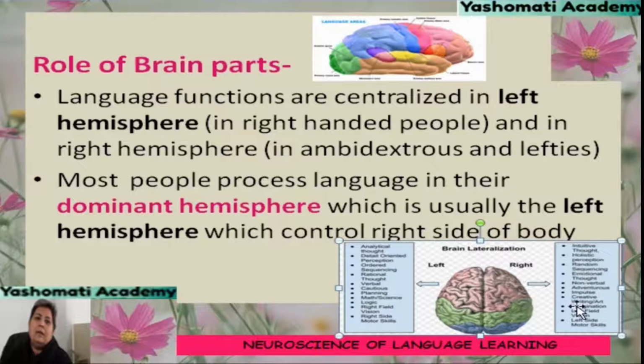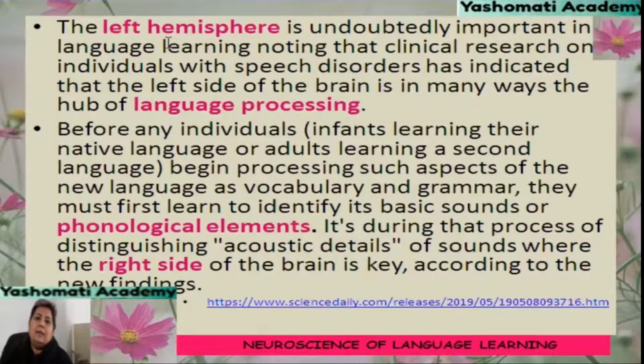As most of us are right-handed, that means the left side of the brain is more dominant. But whatever it may be, the left hemisphere is undoubtedly important in language learning, and this statement is based on clinical research on individuals with speech disorders, which has indicated that the left side of the brain is in many ways the hub of language processing. So language processing takes place in the left hemisphere.